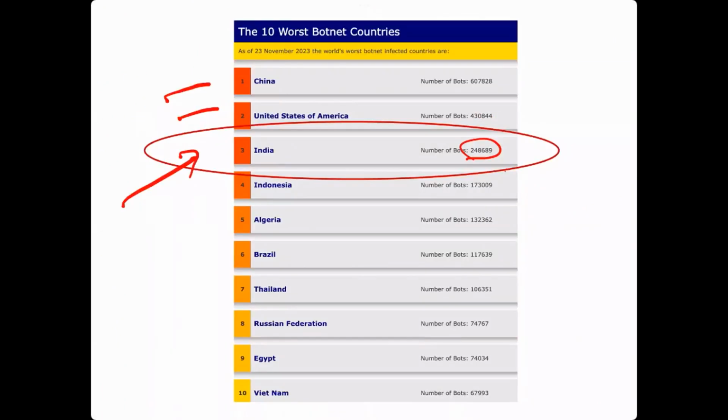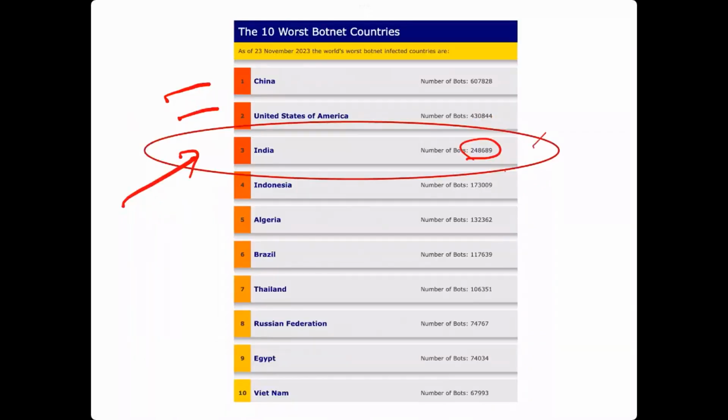All right, so there's a huge number of bots sitting in our devices. So the question is how to find it out? If you don't see anything, it doesn't mean it's not there, right? So the question is how to find it out.